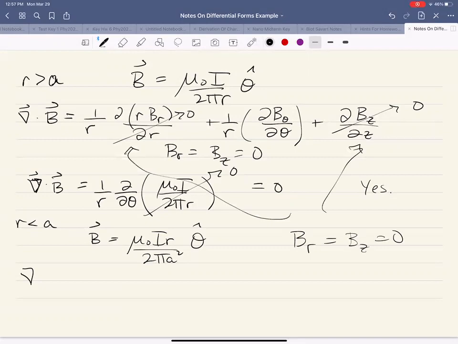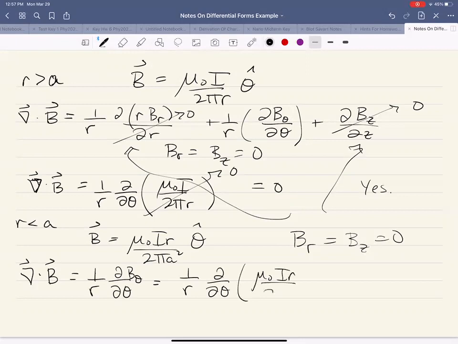So let's just worry about this B theta. So we have del dot B is equal to 1 upon r, partial with respect to theta of B theta. But yet again, 1 upon r, partial with respect to theta of mu naught I r over 2 pi a squared. There's no explicit theta dependence in that expression, and so that means that this is 0 again. Even though it looks complex, it's really just all zeros, because the partial derivatives need explicit dependence on those variables, and you don't have that here.